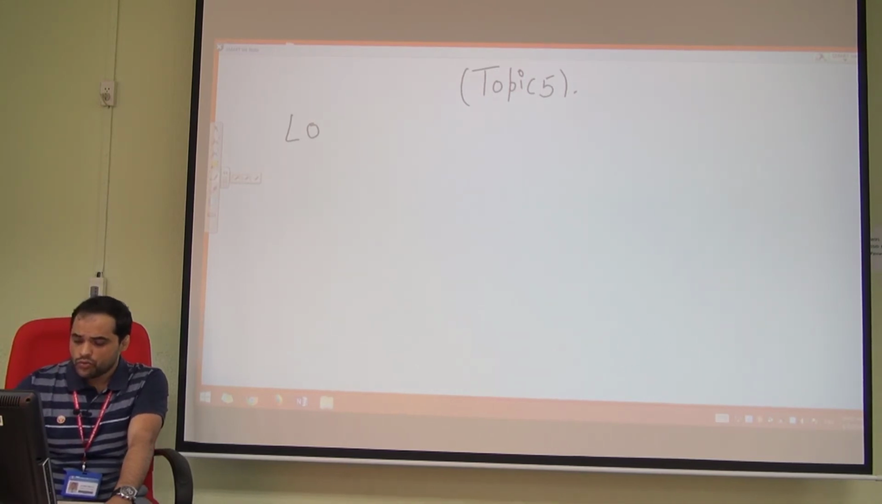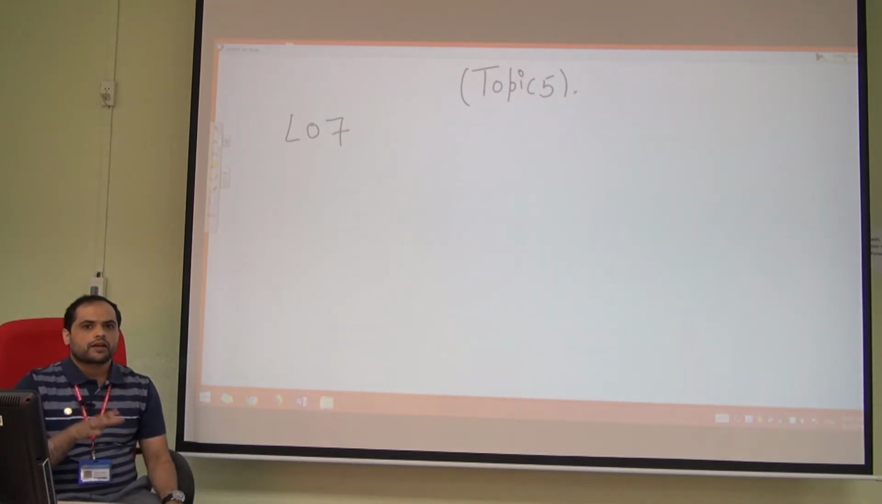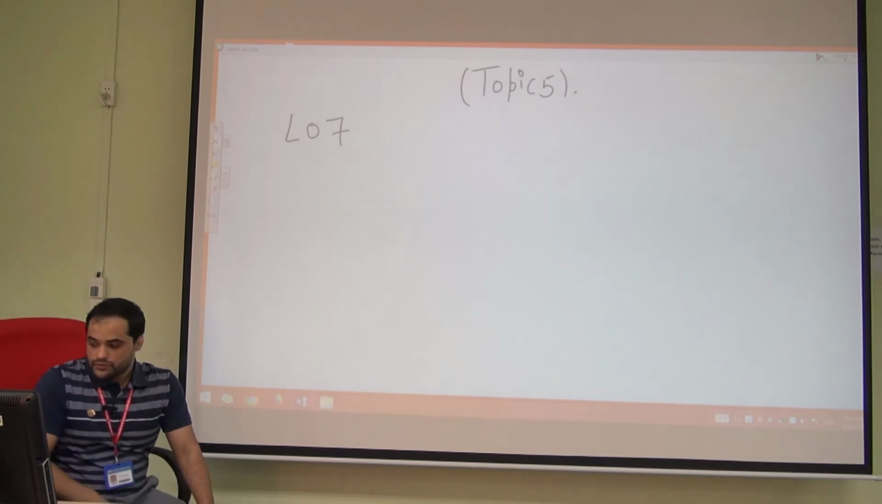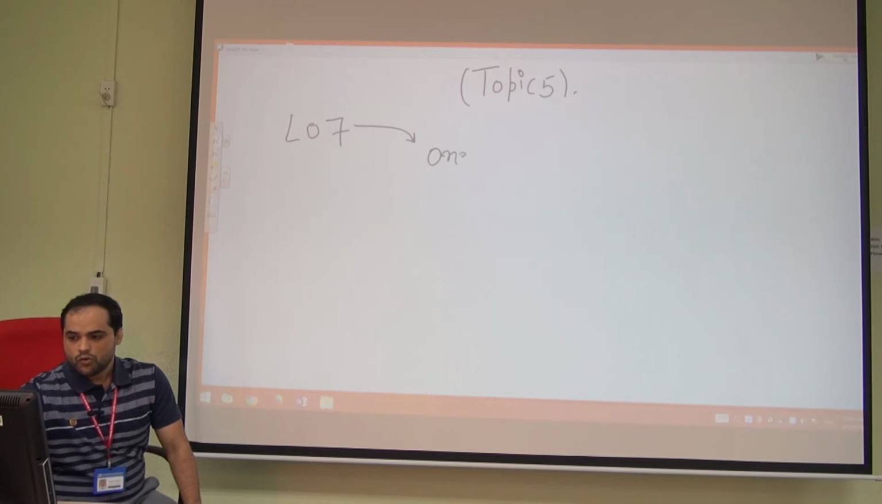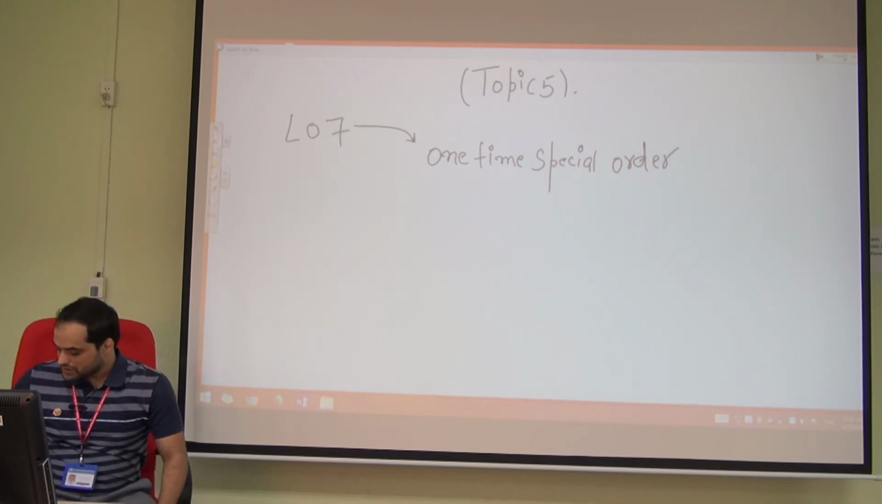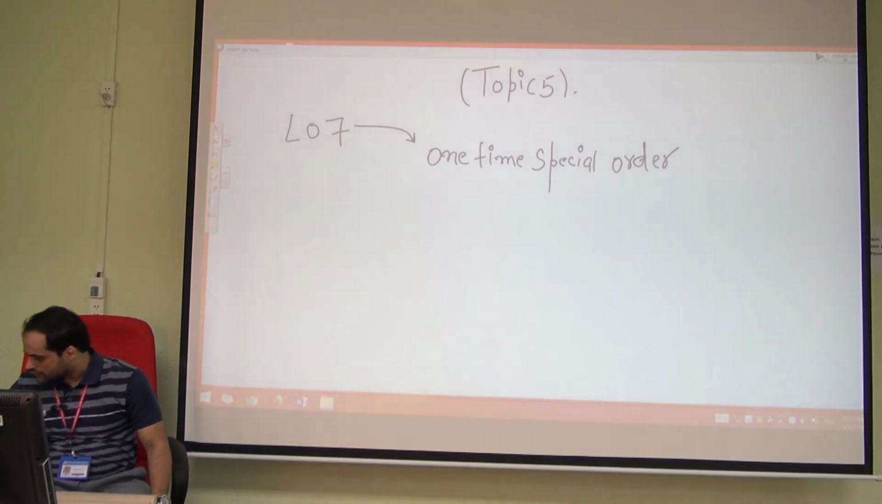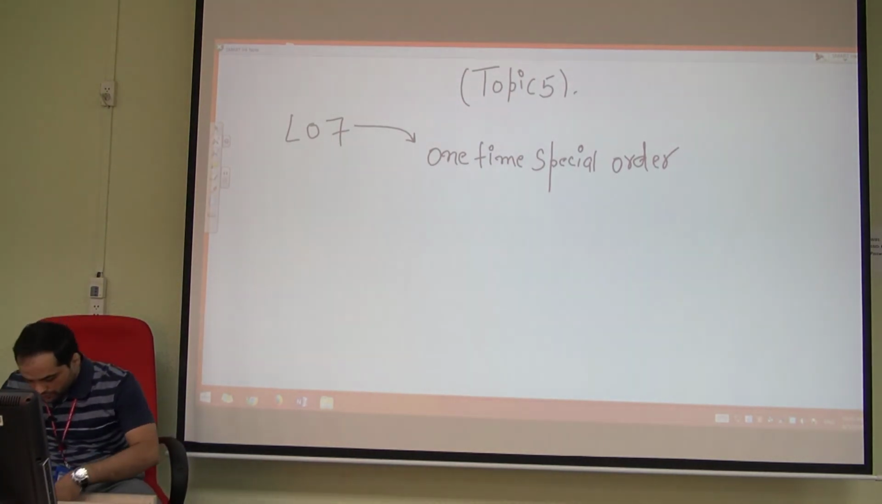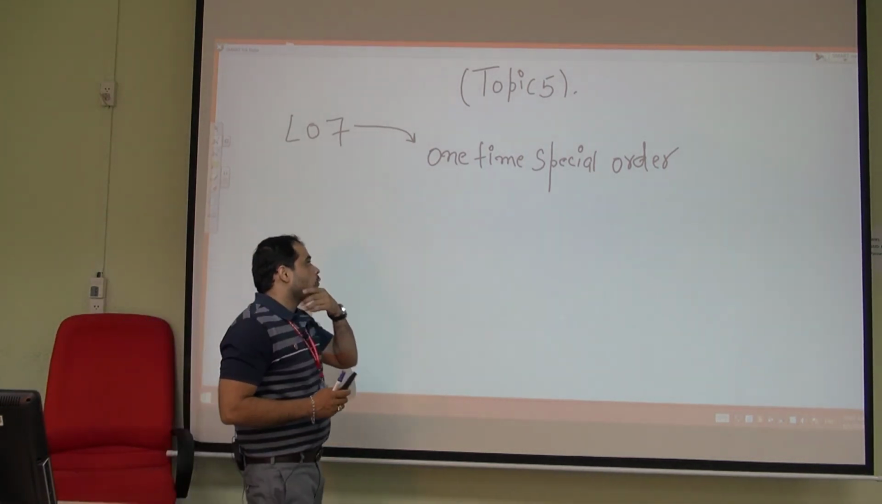Alright. So here we're going to talk about 2 kinds of special decisions a company needs to make. The first one is a one-time special order. One-time special order. So let me take some examples.